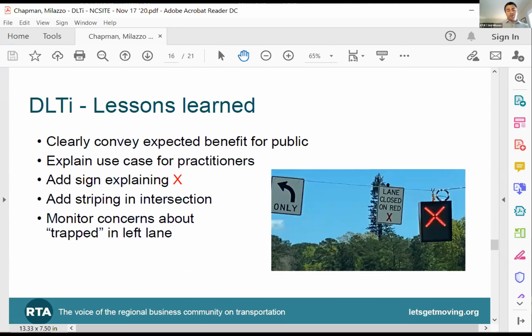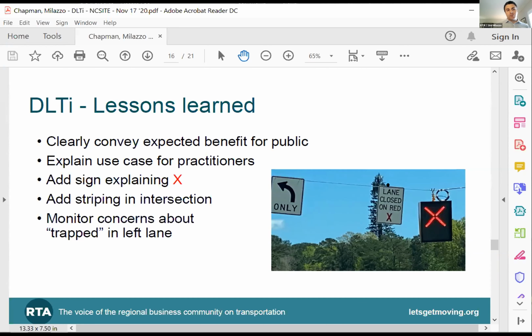Some lessons learned for this one. Again, it's the first in the country. And as Jeremy mentioned, absolutely one of the elements of it when we first talked about the concept of this with the representative from Federal Highway, they even offered suggestions to make sure it was compliant, it was not experimental, and that's what you've seen the result of. Again, clearly conveying the expected benefit for the public.